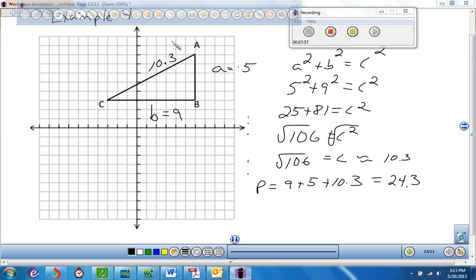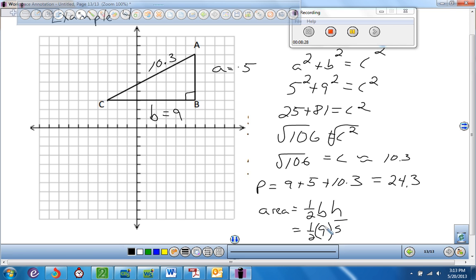Now for area of a triangle, it's the base times the height, and then take half of it. So basically it'd be similar to a rectangle, but we're just taking half of it. Now this is a right triangle, so our height is just this. So what we'll end up with is area is equal to 1/2 base times height. Okay, again, our base is going to be the 9, and our height would be the 5.